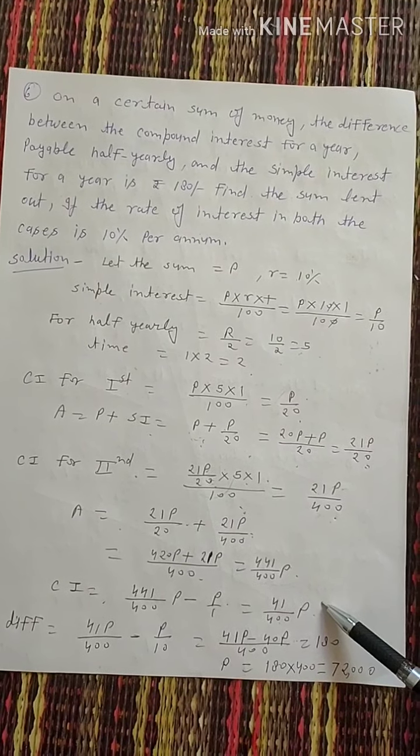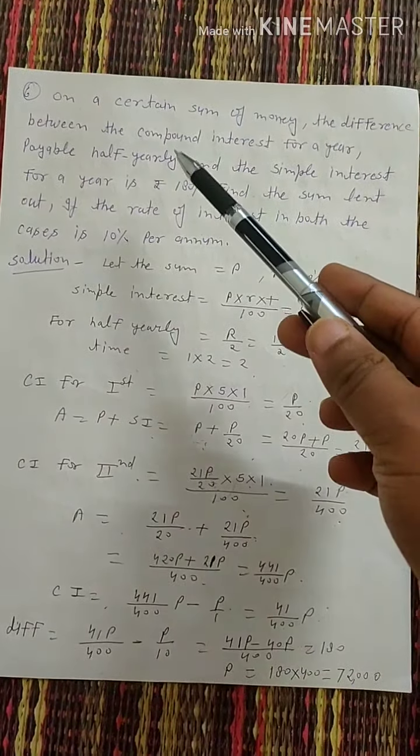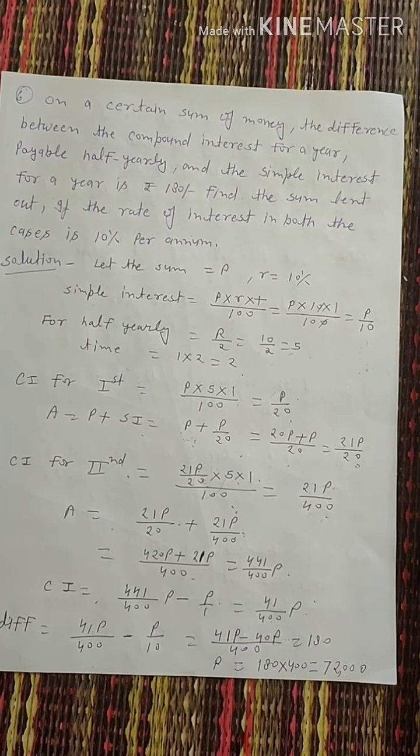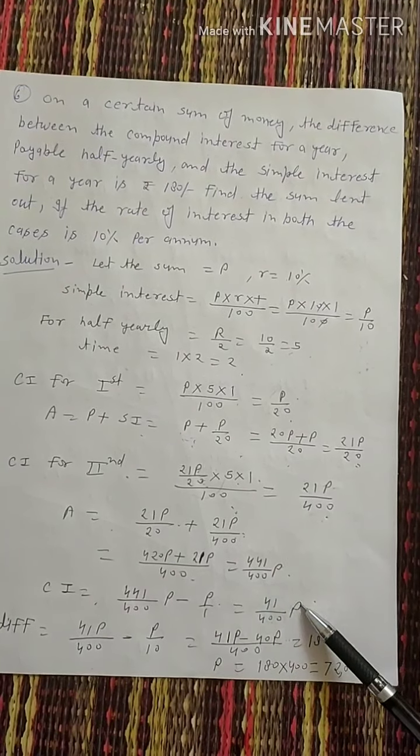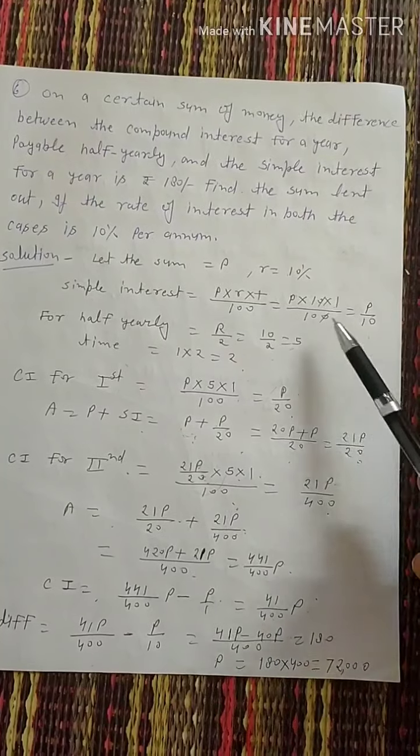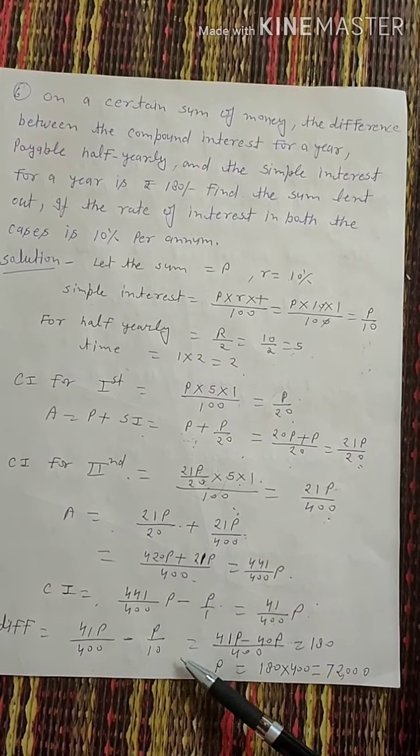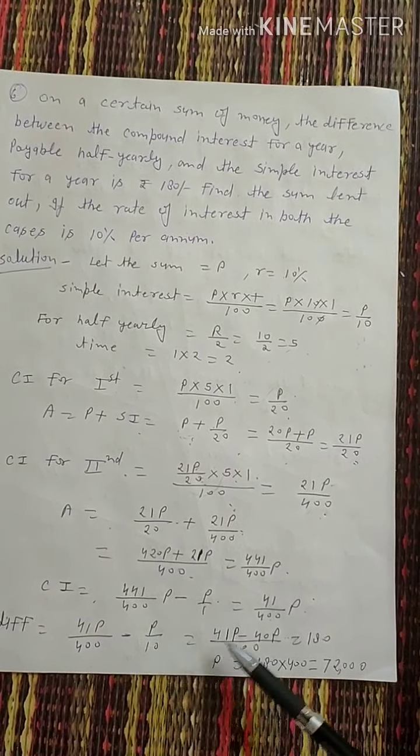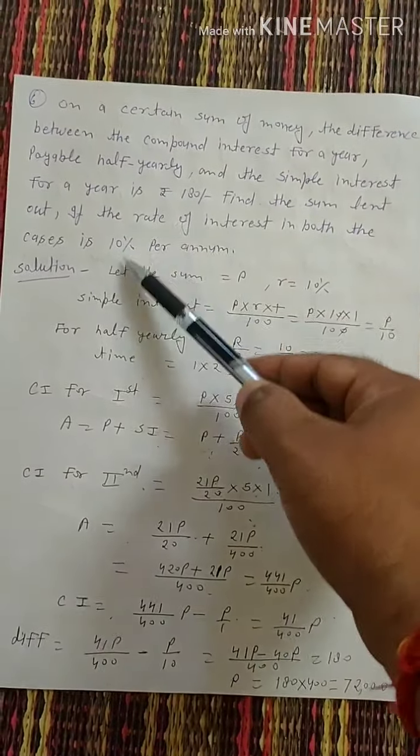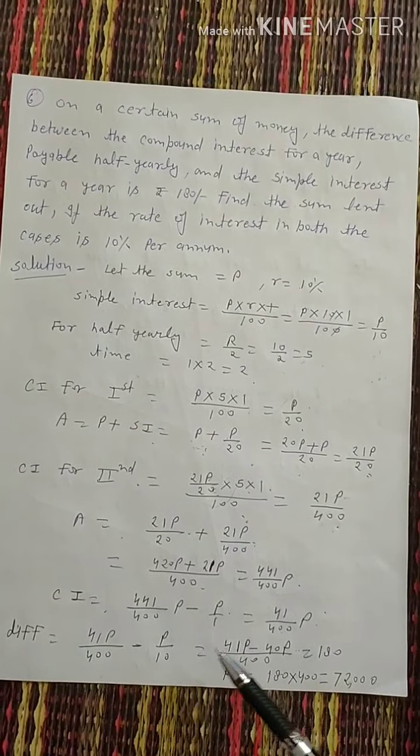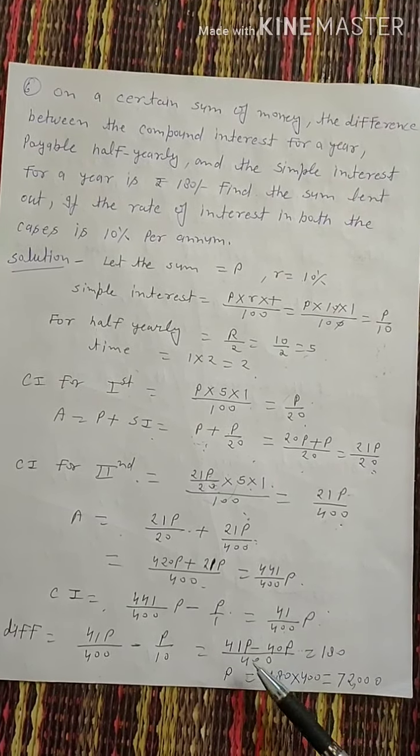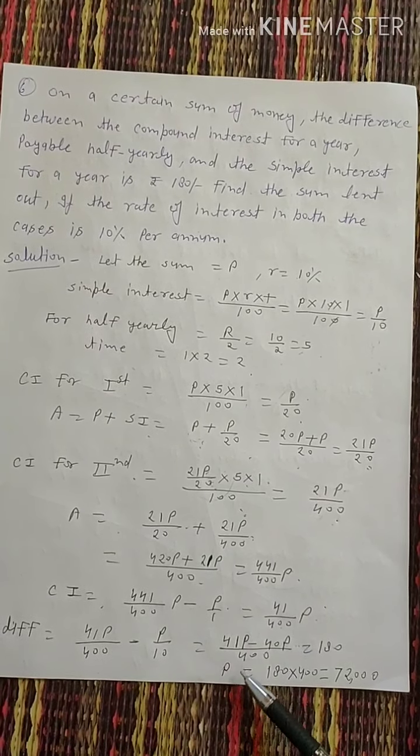Now the question is, it is given that the difference between the compound interest and simple interest is equal to 180. So we get compound interest 41 upon 400 P and the simple interest P upon 10. So take LCM 400. So we get 41P minus 40P is equal to, it is given in the question, 180. So the difference between compound interest and the simple interest is equal to 180. So 41 minus 40 is equal to P.